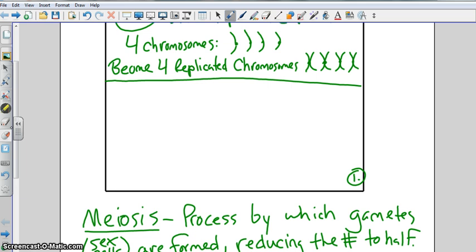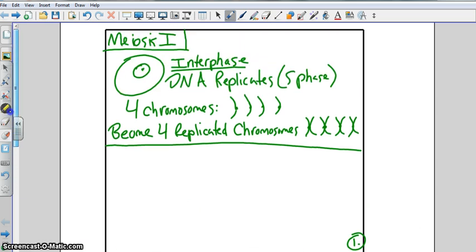Wait, so wouldn't that only be 2 replicated chromosomes? Because there's only one on mine. We got 4 chromosomes, right? Uh-huh. And now we have 4 chromosomes that all have 2 copies. There's 2 copies of each. Oh, I get it. You got it.